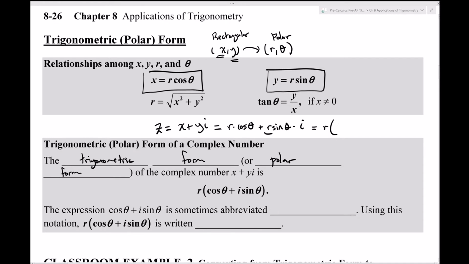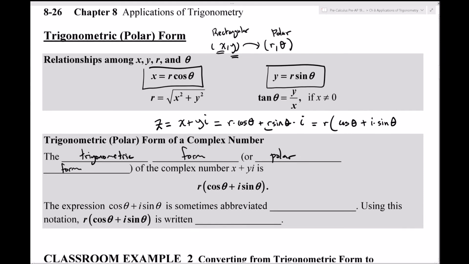r, parentheses, cosine theta plus sine theta times i. Now they're writing the i first because you don't want to confuse it with, is it inside the argument? Is it part of theta? So it's i, and then on the outside times sine of theta, and then close parentheses. That is the polar or trigonometric form of how to write a complex number.